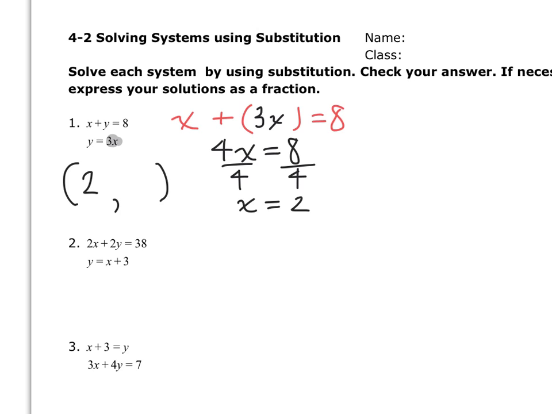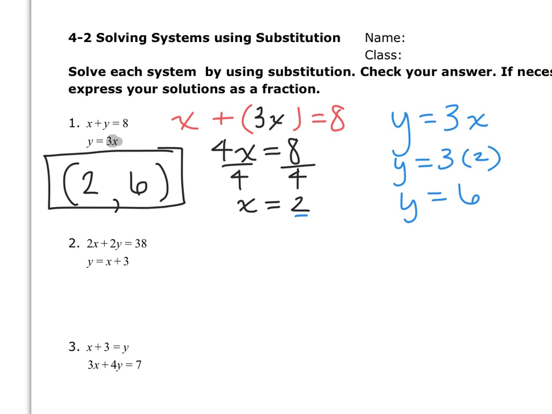Then to find the y value, I'm going to plug my new x value, x is 2, into either equation. I'm going to plug it into the second equation because it says y equals, and we're looking for y. So y equals 3x, but I found that x is equal to 2, so I can say y is equal to 3 times 2. And 3 times 2 is 6. So my solution is 2, 6.